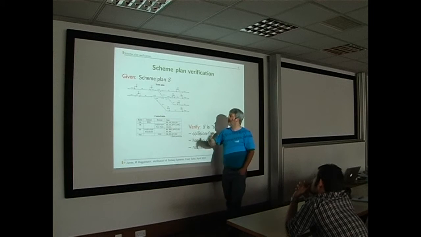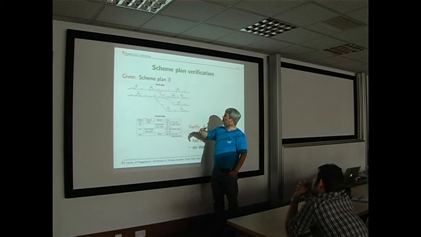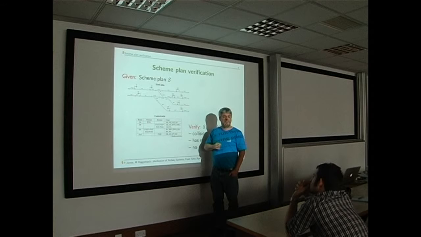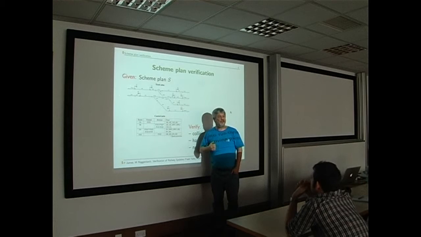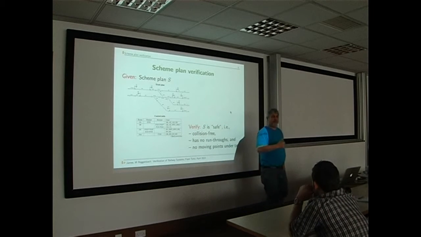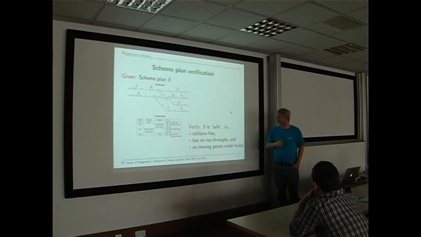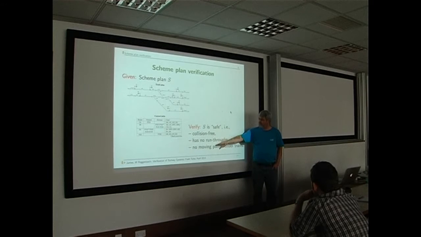So the rail engineers come and draw this plan and say these are the tables. And you computer scientists tell me trains can't collide. There are other two properties that they also want to be verified, but this is no collision. That is kind of the main challenge.